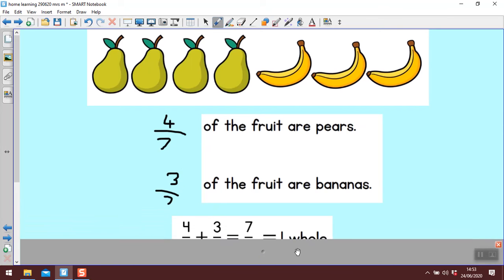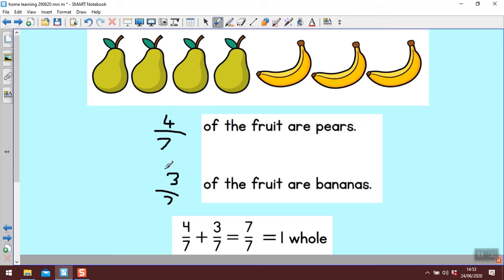Adding them together, 4/7 plus 3/7 equals 7/7, which equals a whole one. So when the numerator is the same as the denominator, it's the same as 1 whole one. 1 whole one represents all of the shapes, all of the fruit.